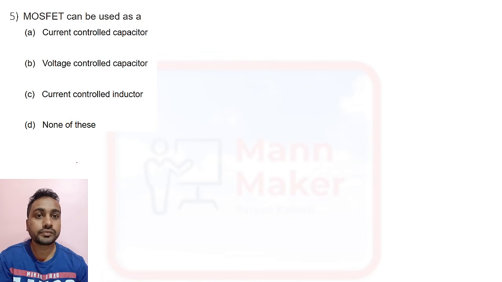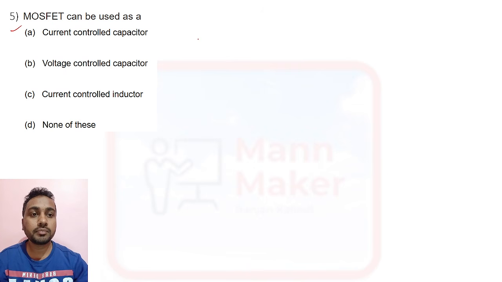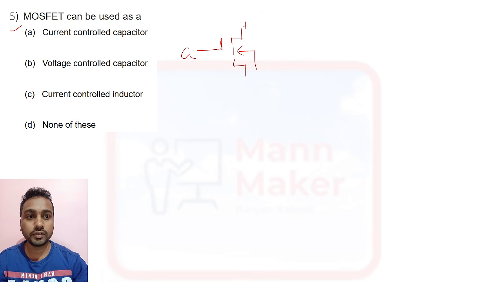Next, MOSFET. MOSFET is the metal oxide semiconductor field effect transistor. If you see the symbol, a symbol like this will be there for MOSFET. This is the gate, this is your drain, and this is your source.